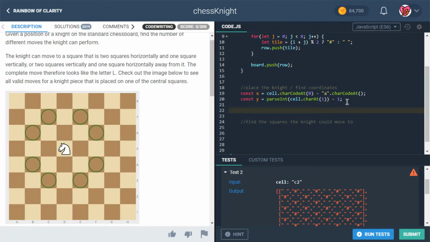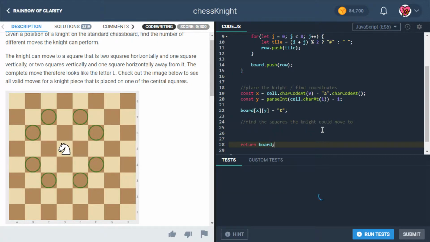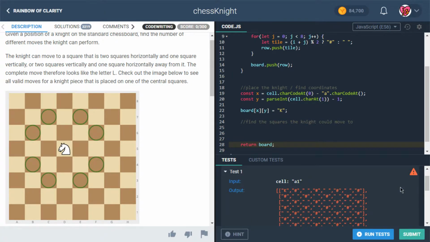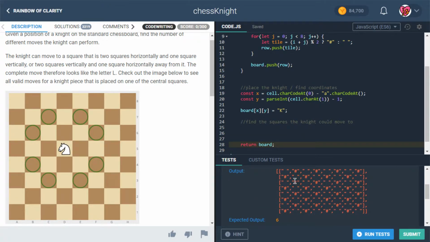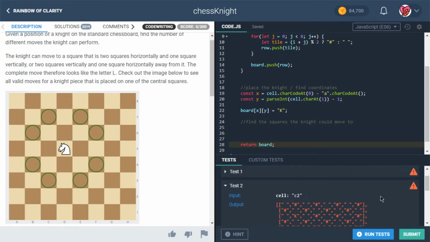So let's say board at x at y is assigned the value of, and I guess we need some way of representing our knight here. We could just use the letter K, which I guess should be in a string, so quotation marks there, and then just for now we'll just return the board, see what it's looking like. Okay, so there's the knight, right, where the character K is. And good, yeah, that's where we expect it to be.